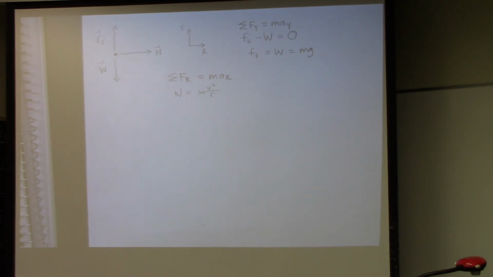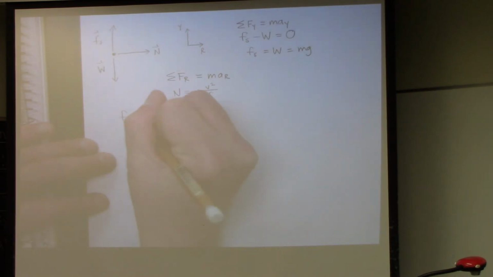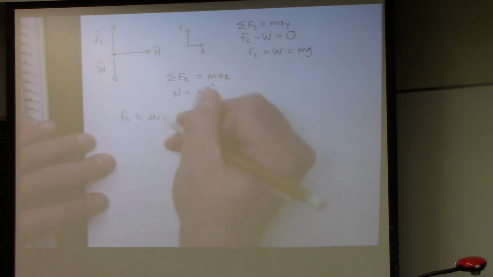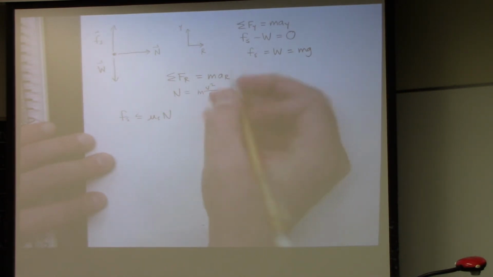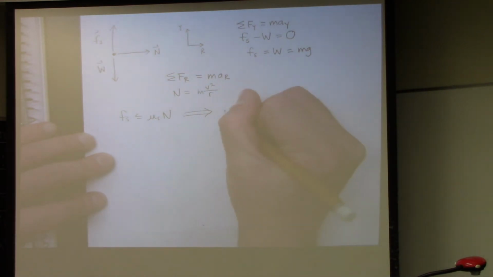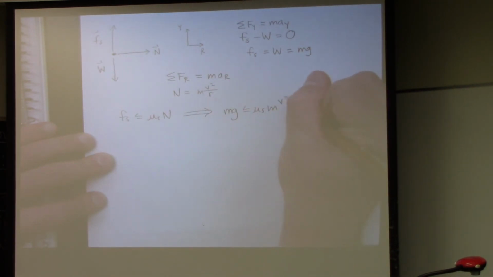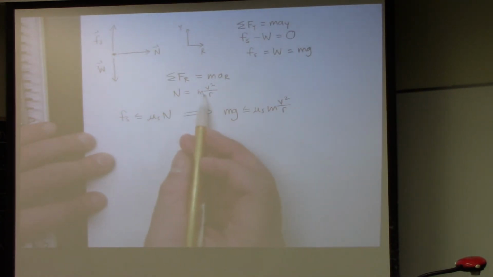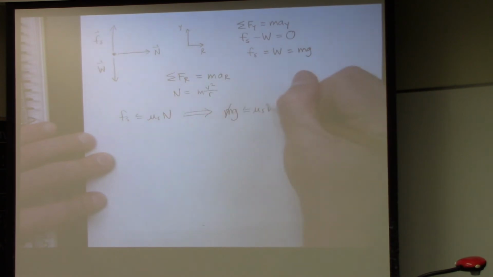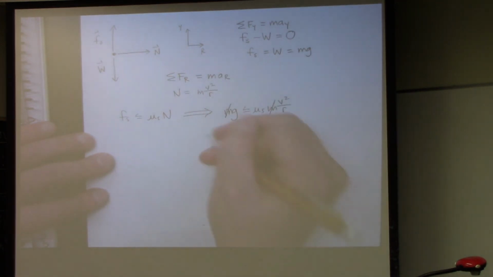All right, so the last thing to do here is to remember static friction always is given by an inequality, Fs less than or equal to mu s times N. And let's plug everything we know into that inequality. The static friction force has to be equal to mg, less than or equal to mu s times m v squared over r. That's the normal force, according to what we just worked out here. So cancel out m, and then solve for v.